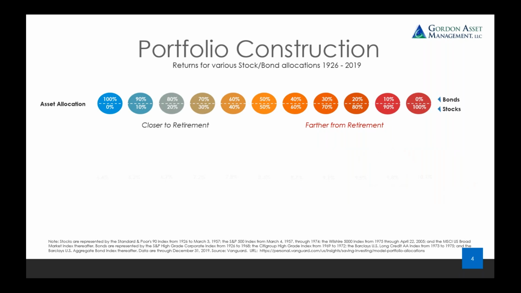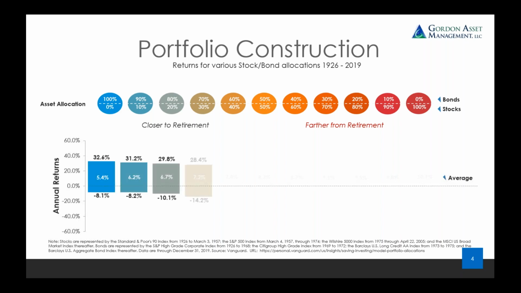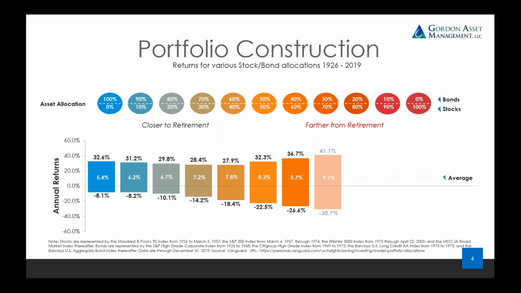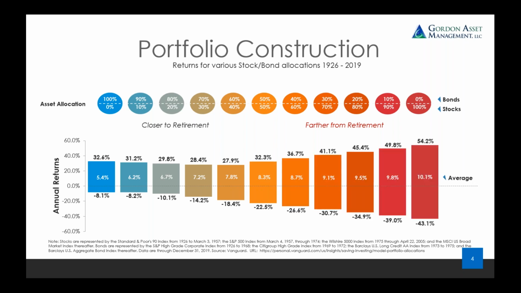Now that we have a general understanding of the primary types of investments, let's take a look at portfolio construction. So the graph shown illustrates historic performance of various asset allocations dating back to 1926. Allocations range from a 100% bond portfolio to a 100% stock portfolio. For each asset allocation, we have listed the average annual return in addition to the best performing year as well as the worst performing year.